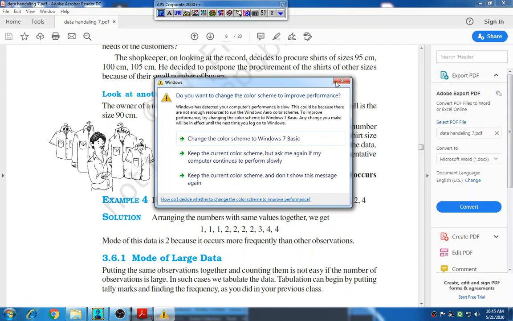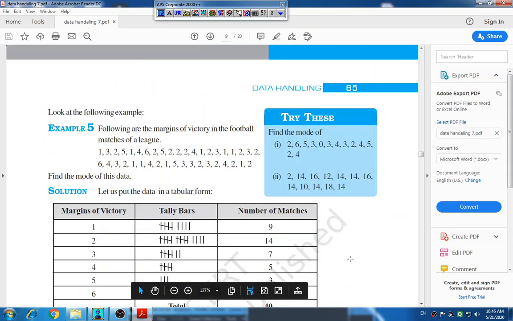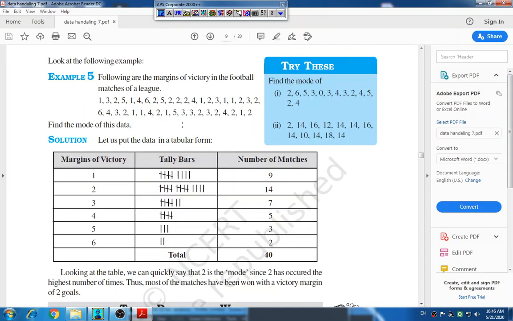Now how can we find the mode of large data? Look at example number 5. Like that, we can put data in a tabular form. The example gives the margins of victory in the football matches of a league, and we have to find the mode of this data. Let us put the data in a tabular form with margins of victory, tally bars and number of matches. Like that we make 3 columns.